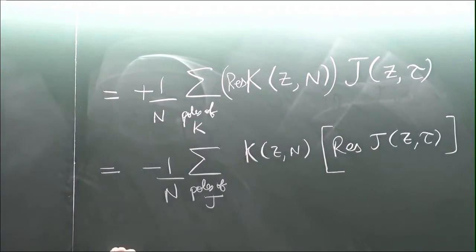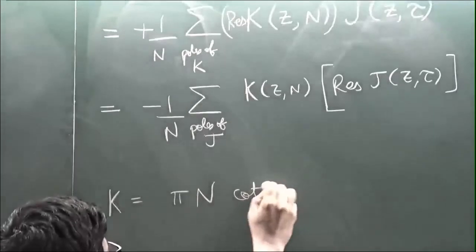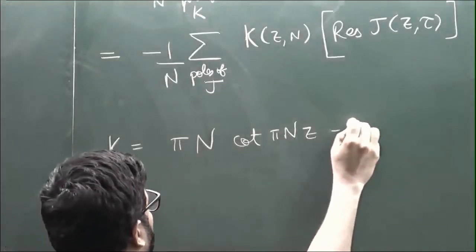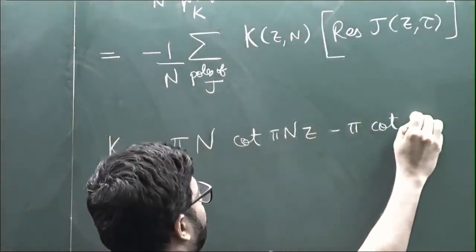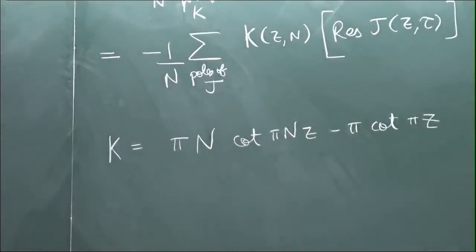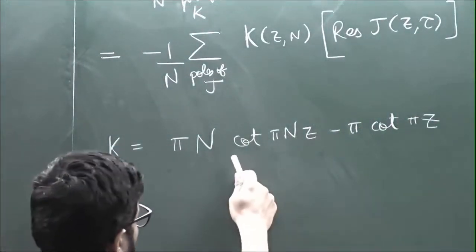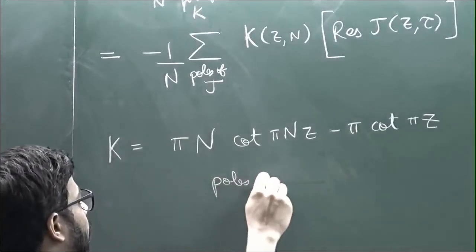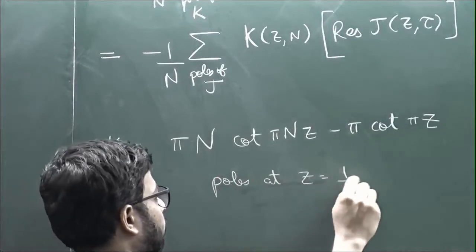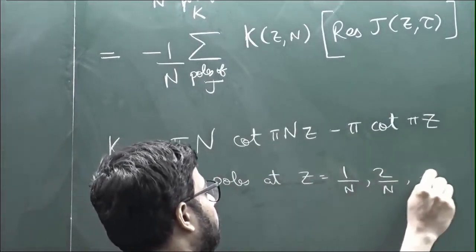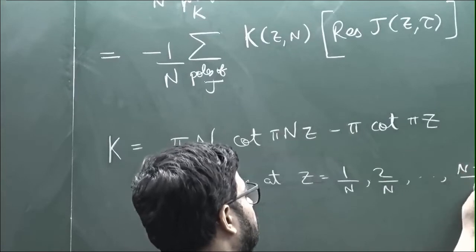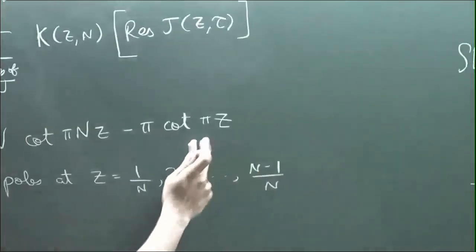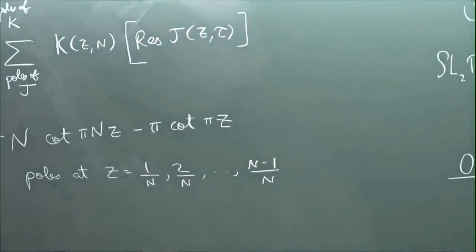So what is k? K is just this trigonometric function. Okay. So because of this cotangent, it has poles at z equals 1 over n, 2 over n, up to n minus 1 over n. The pole at z equal to 0 is cancelled by this term. Okay? So this is k of z and n.